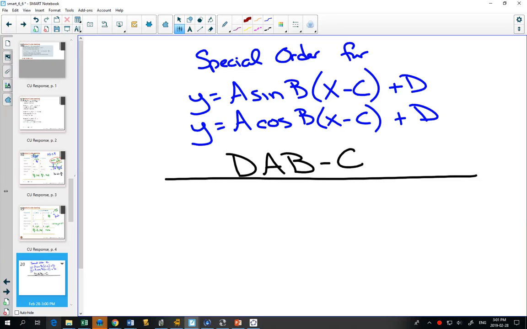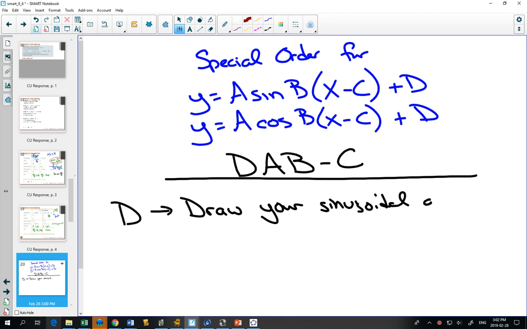I call it dab C because the D stands for the D value, the A stands for the A value, the B stands for the B value, and the C stands for the C value, and the dash stands for a dashed line that we do in between. And also the dash is there because dabk doesn't flow as nice as dab C. So dab C says you start with your D. The very first thing you're going to do is draw your sinusoidal axis, and your sinusoidal axis is always y equals your D value.